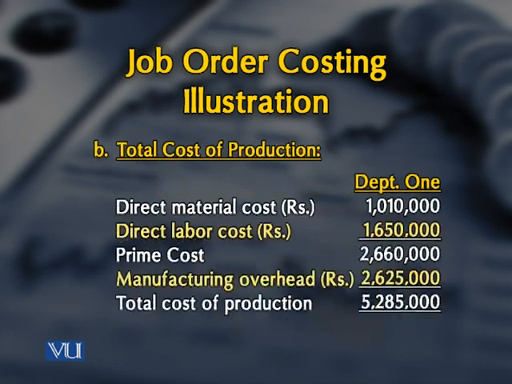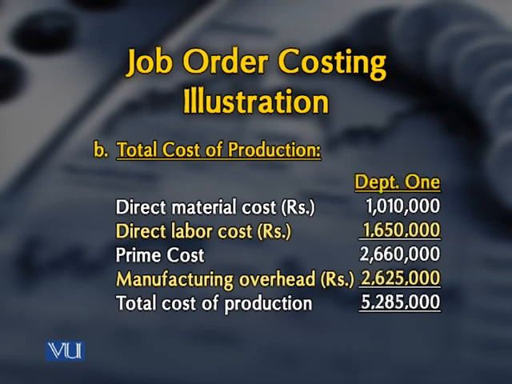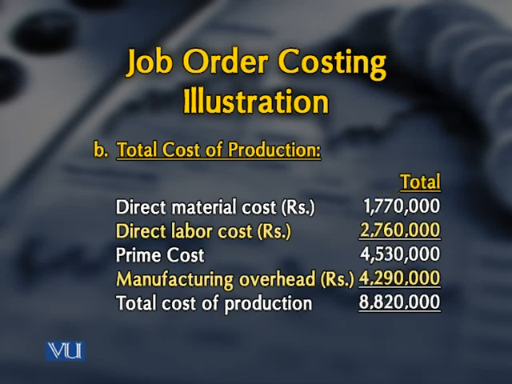In the job, direct material cost for Department 1 is again 1.01 million, and Department 2 material is 760,000. The total is 1.770 million. In the case of direct labor cost, again it is directly allocated because it is a variable cost. It is incurred only on a particular job when the job is undertaken. So direct labor cost is also given: 1.650 million, and Department 2 it is 1.110 million, and the total is 2.760 million. So the prime cost, the total of the two, material cost and labor cost, is the prime cost.